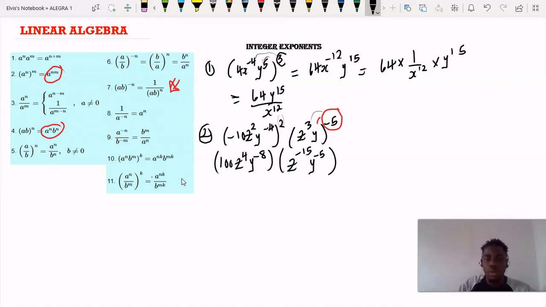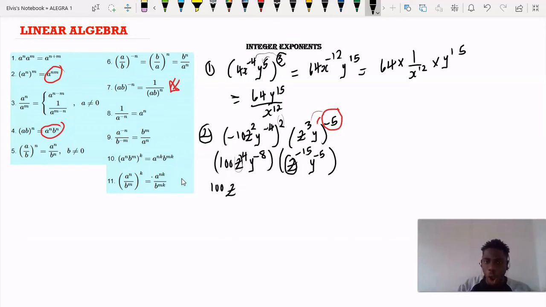Okay guys, so this is going to be 100 multiplied by z raised to the power of 4, then plus -15. So this is going to be 4 plus -15 because we have a similar base, which is z. So we're going to take one of the bases, then add up the exponents because we have multiplication of two integer exponents.